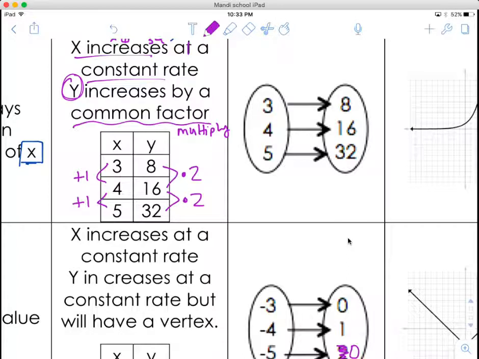So the same thing over here. Remember, if your arrows go straight across like this does, you actually don't have to make a table for it. So this is plus 1. So x increases at a constant rate. 8 to 16 times 2. 16 to 32 times 2.